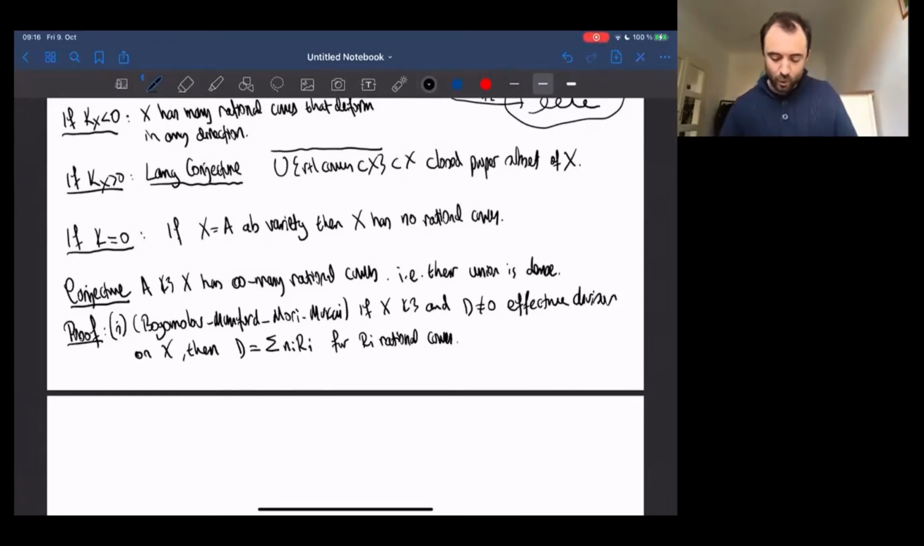Okay. So of course here I'm not making any claims about what the n_i are, and I'm not making any claims about how many of these R_i we have. So it could be that an effective divisor is just written as 100 times one rational curve. But in particular, this implies that every K3 has at least one.